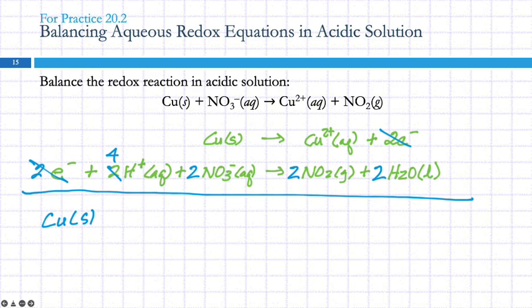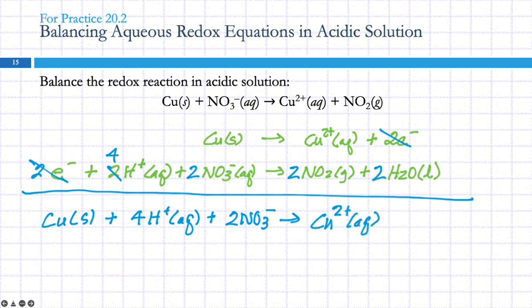So copper plus 4 hydrogens plus 2 nitrate ions is going to give us copper ion plus 2 nitrogen dioxide molecules and 2 water molecules. Then always you should check. Any questions?